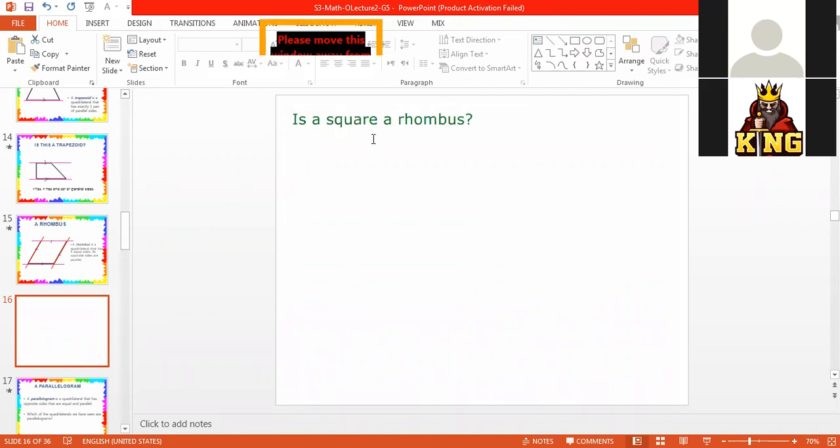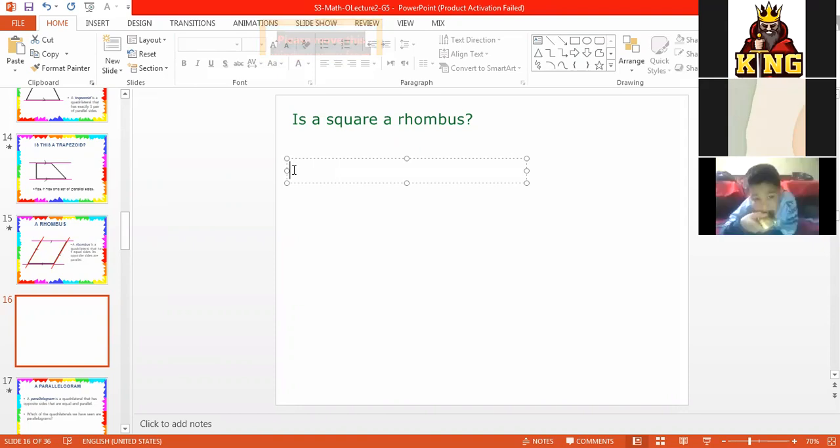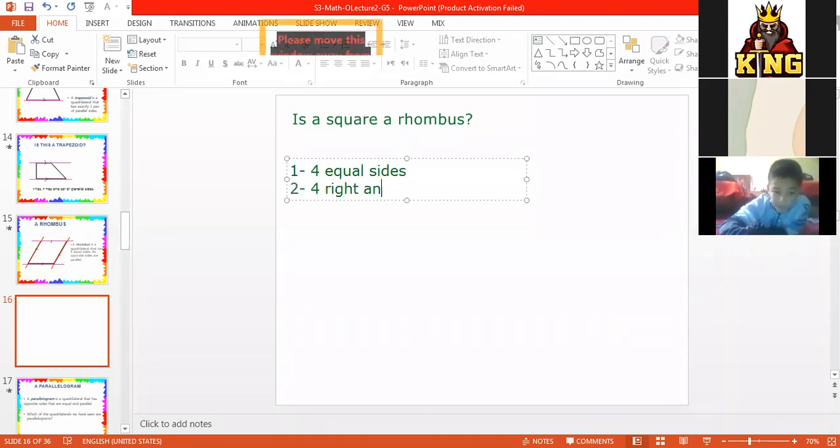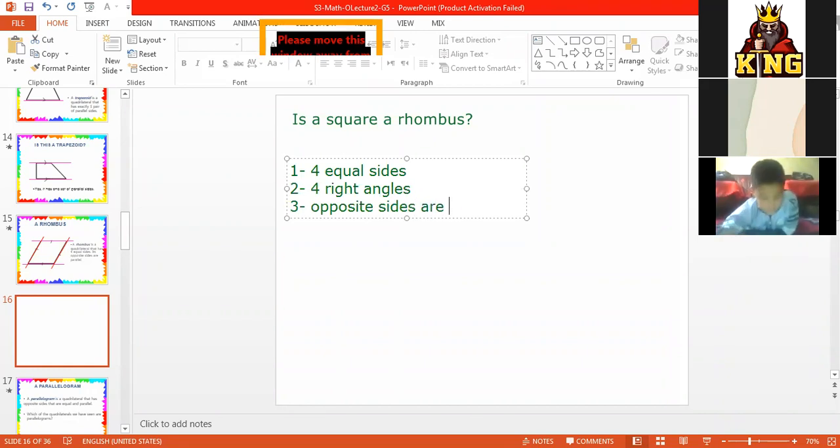What should I do now? You should see what they have in common. Exactly. Let us start listing the properties of a square. What does a square have? Four equal sides, four right angles, and the opposite sides are equal and parallel.